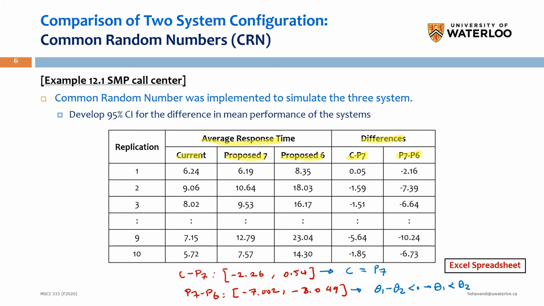So by this criteria, reducing the number of operators by 1 is not a good idea. So we are not going to decrease the number of operators. And since the proposed system P7 statistically equals the current system, this means that we can ignore that change and just stay with the current system. Okay.